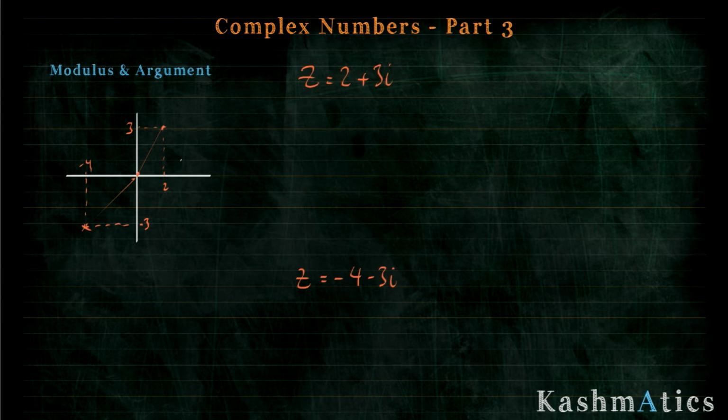The argument of a complex number is to do with its angular position, and we measure these angles using radians. If you're not familiar with radians, or you've forgotten about radians, I suggest you watch my video on introducing radians, which will explain what they are and refresh your memory a little bit.